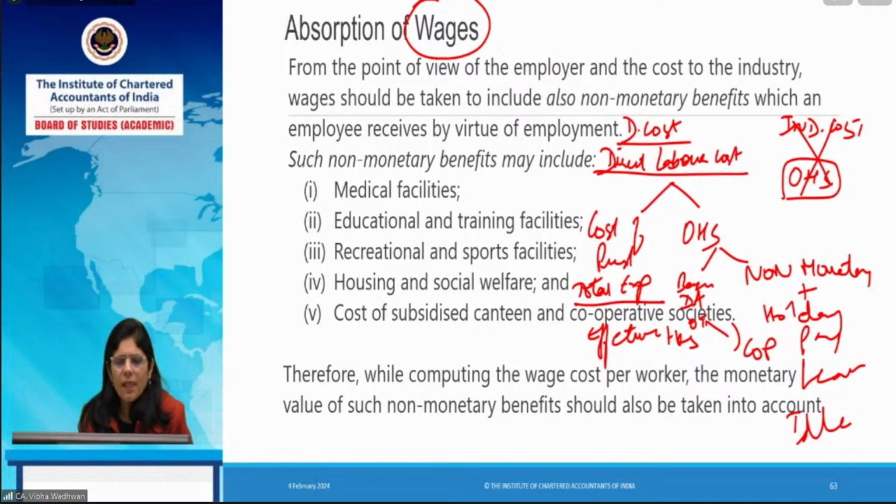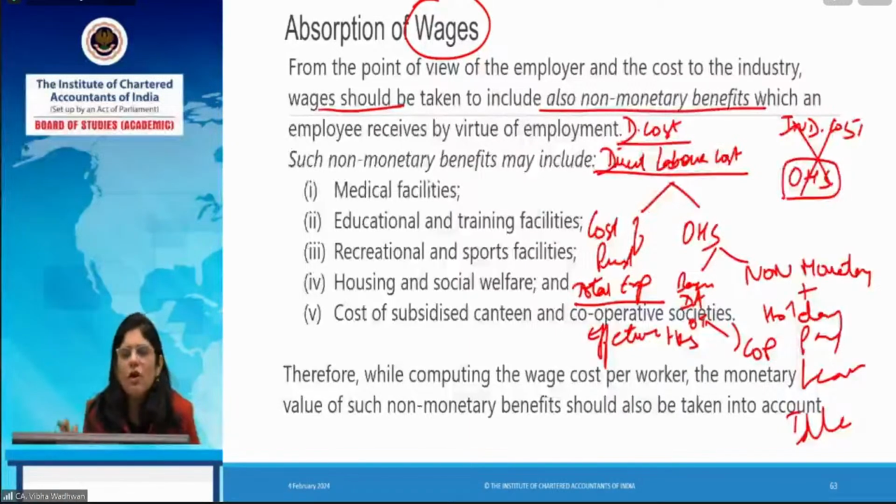Clear? So now let's try to understand from the point of view of the employer. So wages should be taken to include also non-monetary benefits, which an employee receives by virtue of employment. So normally from the point of view of the employer, what the employer would think, we are also incurring for non-monetary, so that also should form part of the wages, not only the monetary which the employee is taking along with him, but we are incurring for non-monetary also. So non-monetary also should be part of the cost.